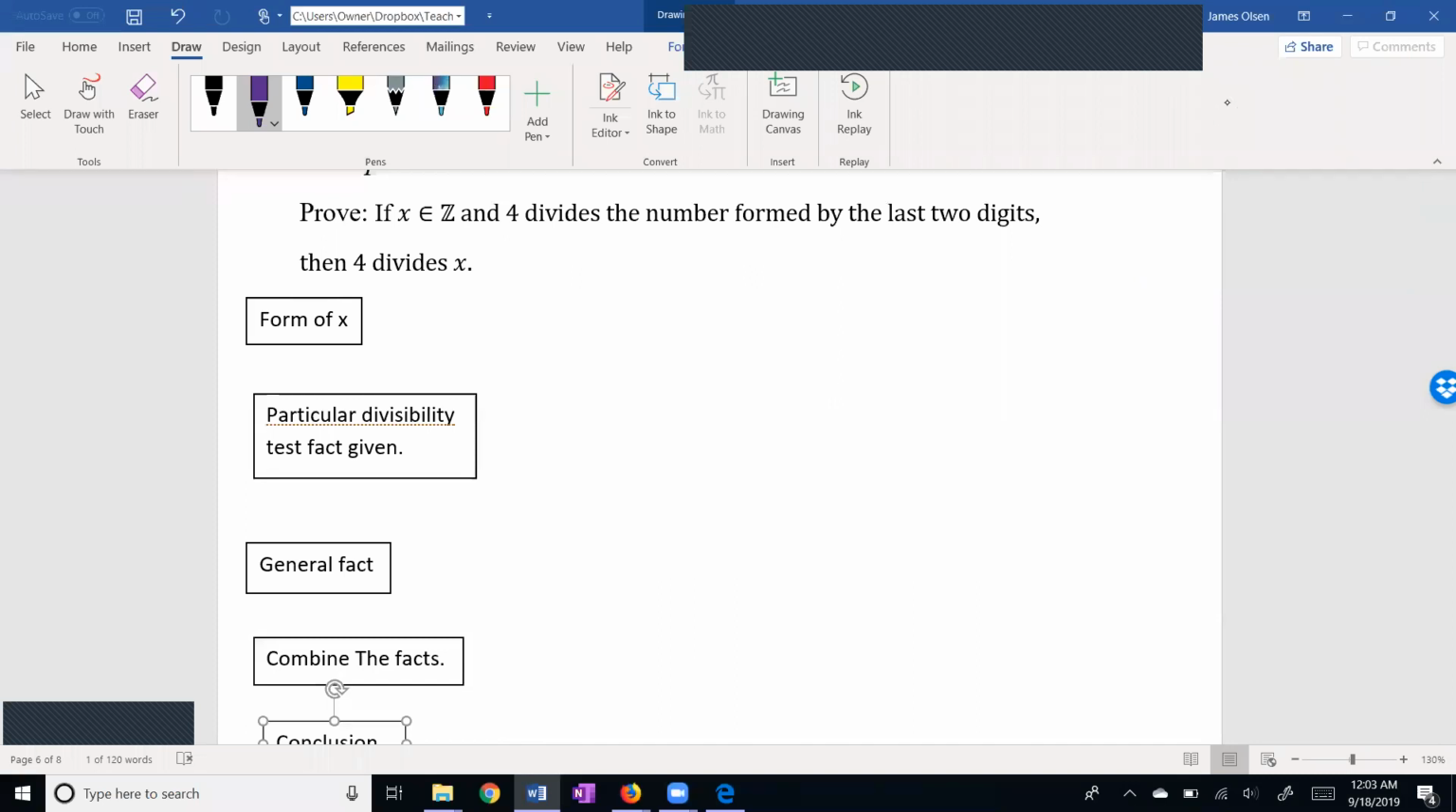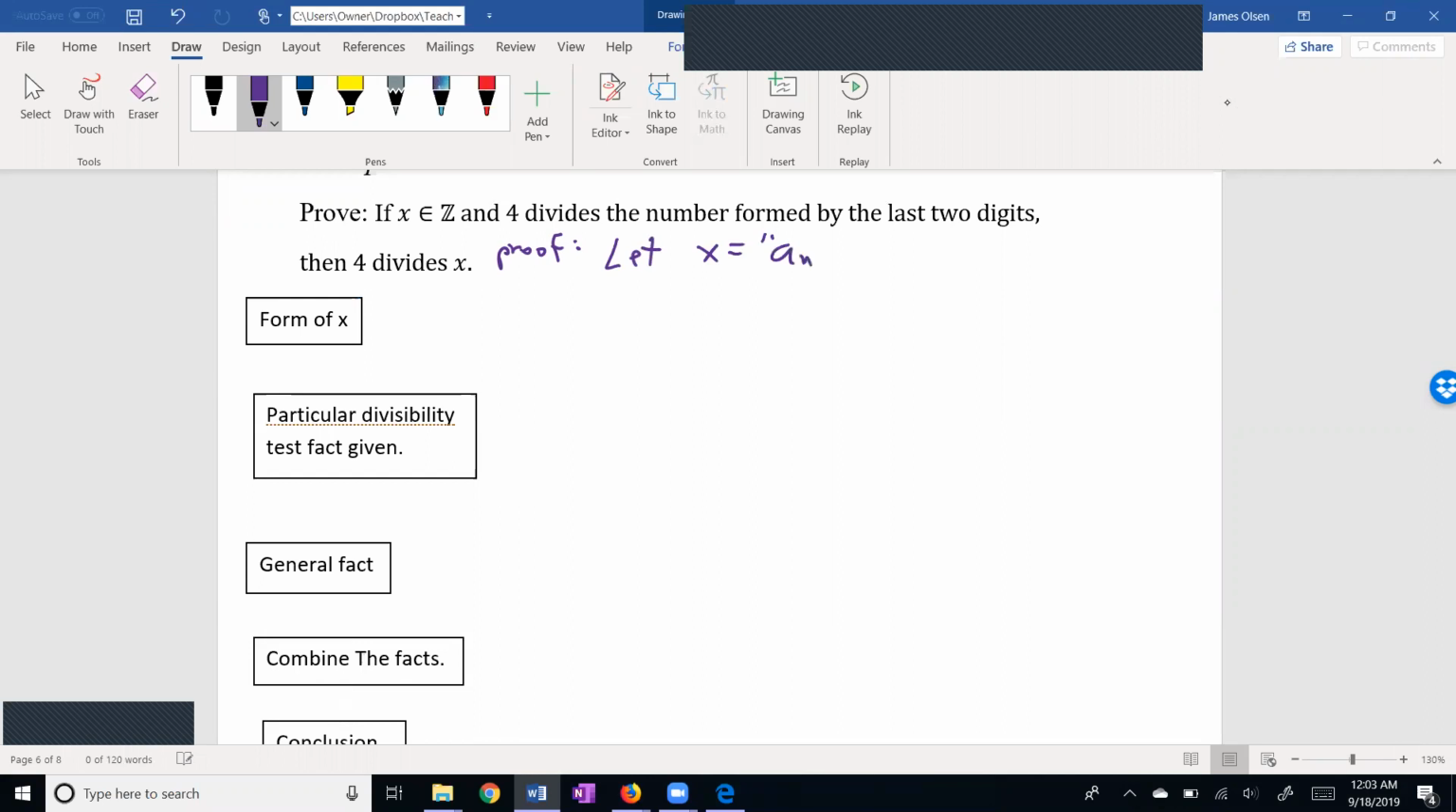Okay, let's say we have an integer and 4 divides the number formed by the last two digits. Therefore, 4 must divide the entire number. Let's prove this divisibility test. We first of all set up x.